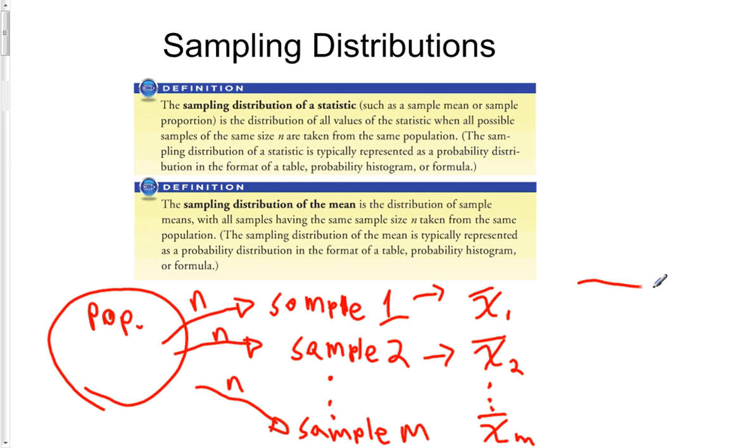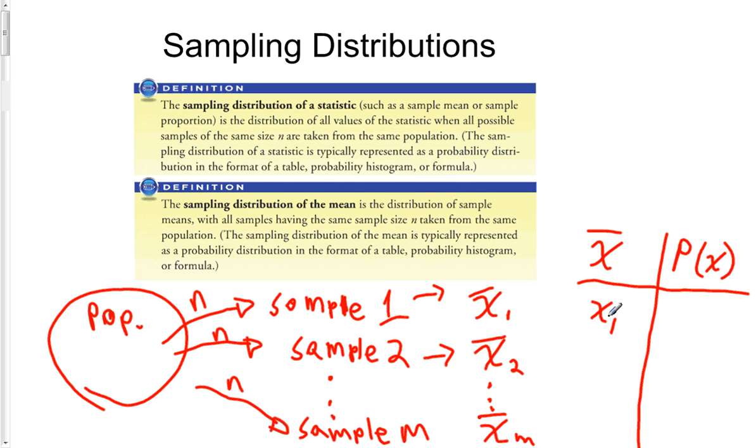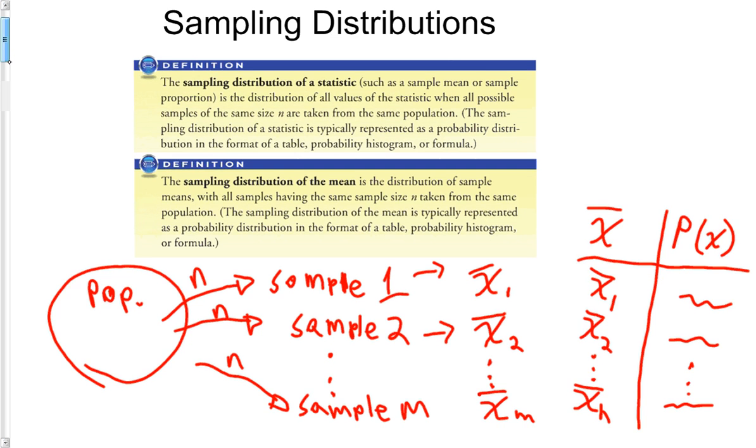So we're going to have the random variable being x bar, and over here we're going to have the probability of that random variable, p of x, and here we're just going to have all the possible values for x bar 1, x bar 2, all the way down to x bar m, and over here we'll just have the probabilities of each one of those. Okay, so that's what a sampling distribution for means is. We take a population, we gather all the possible samples of size n, we find their means, and then we make a probability distribution from those means.